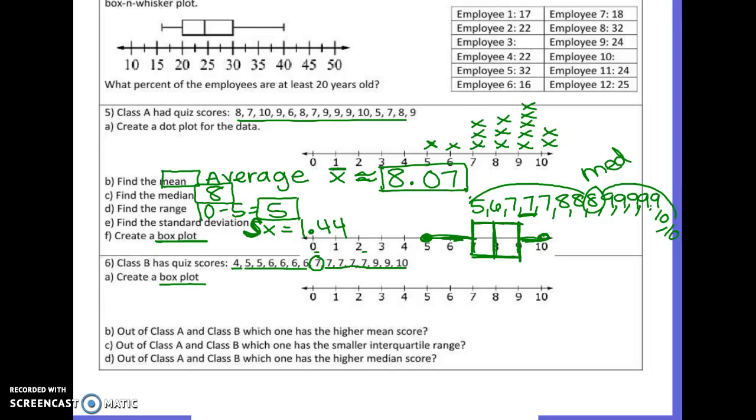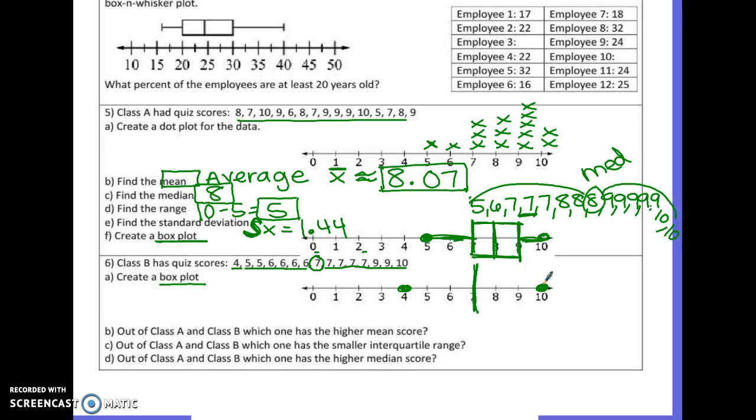So we're creating a box plot. That's the same as a box and whisker for the Class B scores. The middle number we found was 7. So 7 is the middle. We're going to put the line there. And then 4 and 10 are our max and min.